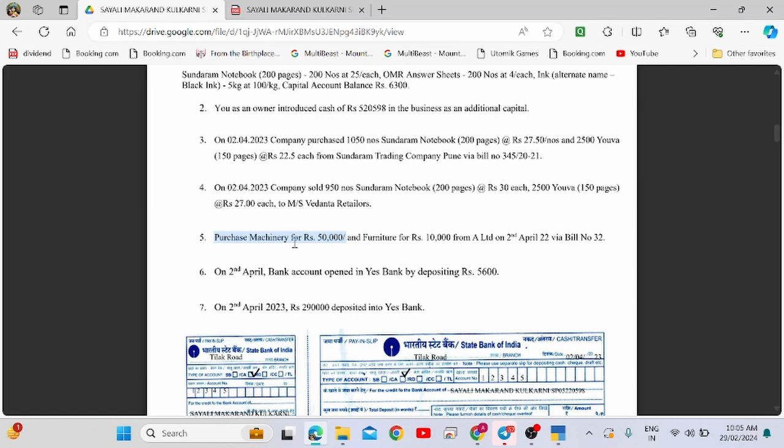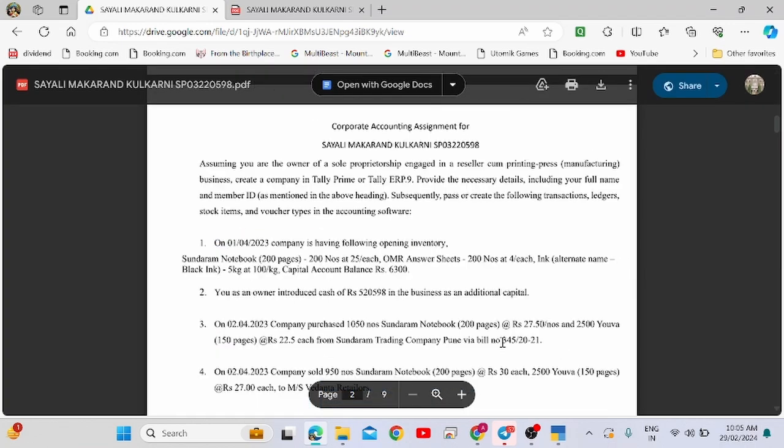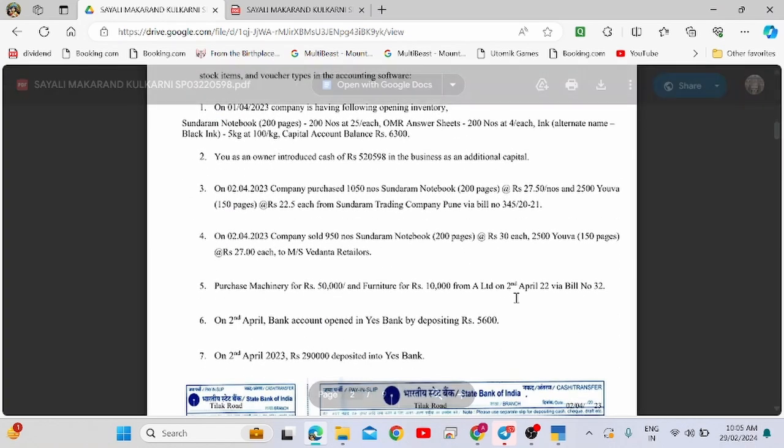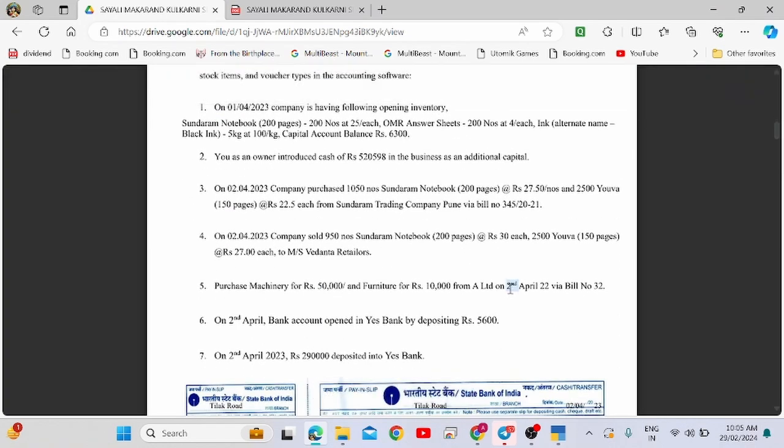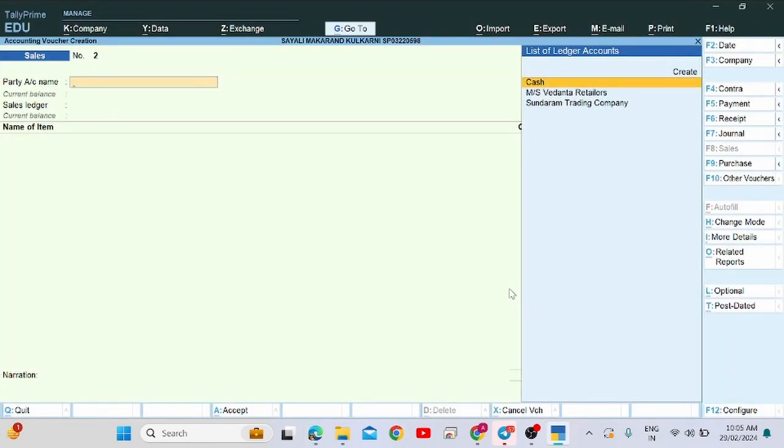Now we have the next transaction: purchase machinery for ₹50,000 and furniture for ₹10,000 from A Limited. You have purchased, and on which date? On the 2nd April you have purchased. Therefore you should be in Tally on 2nd April. I think we are already there on the 2nd April.